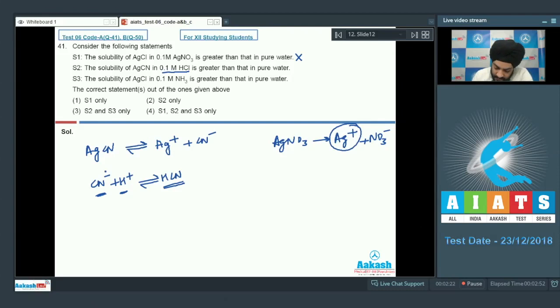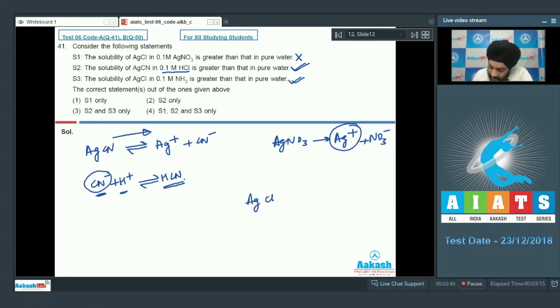Students, due to consumption of the CN minus ions to form HCN, this above equilibrium will shift in the forward direction, which will lead to an increment in the dissolution of AgCN. So the second statement is correct. Let us look at the third statement now. The solubility of AgCl in 0.1 molar ammonia is greater than that in pure water. Students, this statement is also correct.